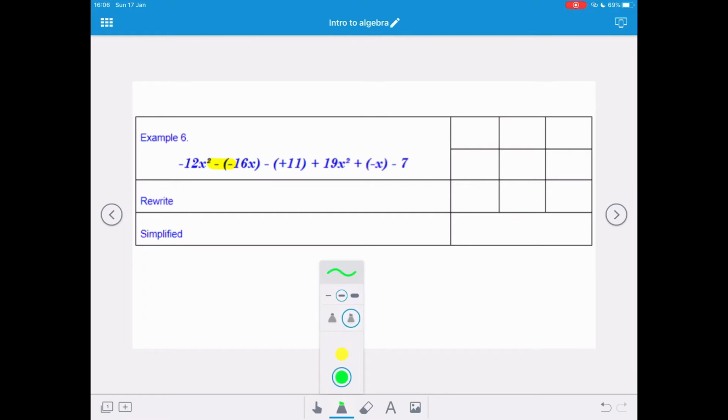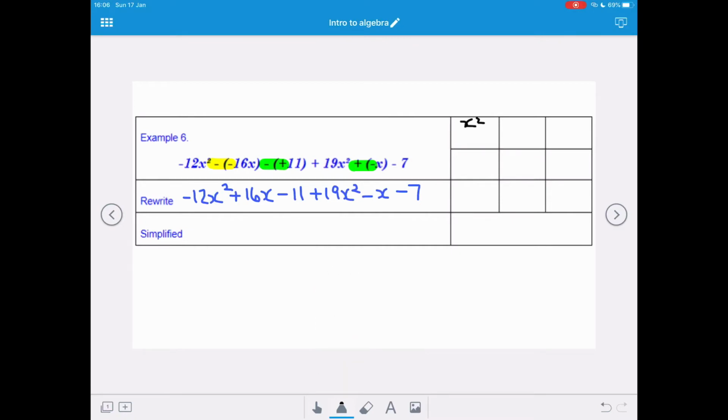We've got subtract a negative 16x, we've got take away a positive 11, and we've got add a negative x. So we're going to rewrite the expression using negative 12x squared, add 16x, because we know taking away a negative is the same as adding it on. Subtract 11, because taking away a positive is the same as subtracting it. Plus 19x squared, take away x, because adding a negative is taking it away, and then we have minus 7.